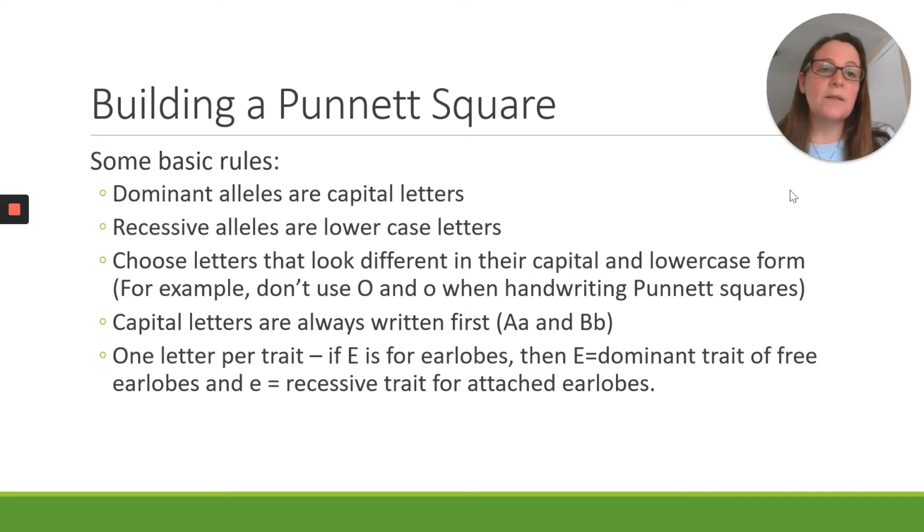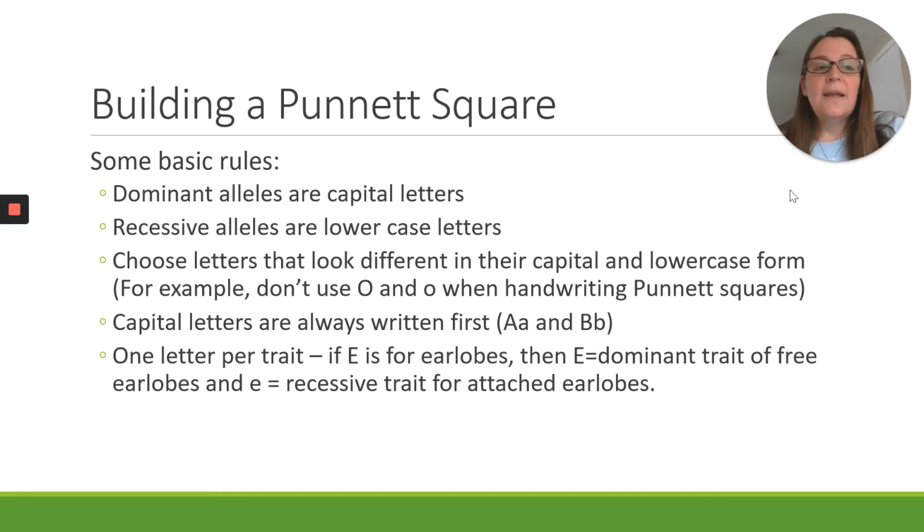So as you're building Punnett squares, here's some basic rules, and they are rules. You can't break them. Makes me nuts. And in some cases, it's actually wrong. Dominant alleles are always written with a capital letter. Recessive alleles are always written with a lowercase letter. When we get into things like codominance and incomplete dominance, we'll have other ways of indicating which is which. But for now, all dominant alleles are capital, all recessive are lowercase.